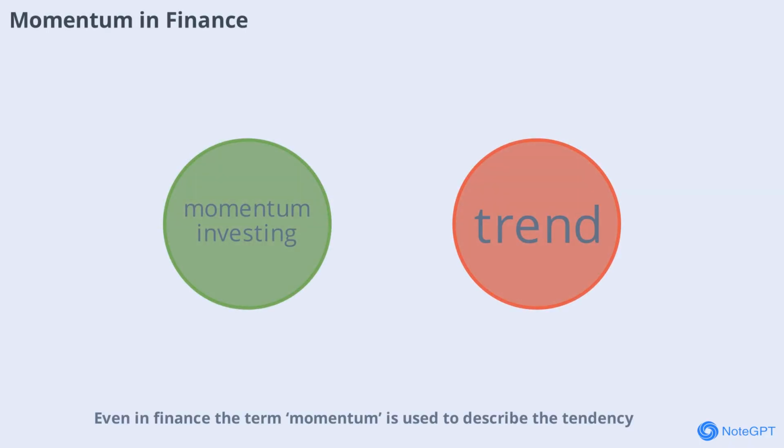Even in finance, the term momentum is used to describe the tendency of investments to keep moving in the same direction. While it's a metaphor here, the idea comes from physics. Objects in motion tend to stay in motion. This concept helps investors understand trends and market behavior.